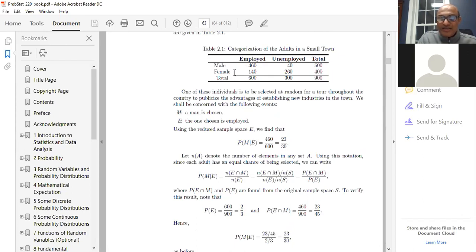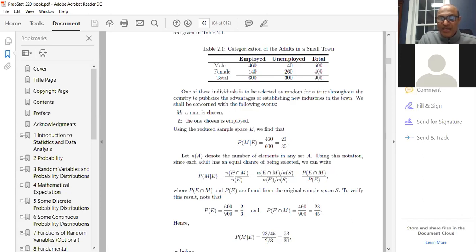How many female are there? So probability of female, I can write like this, given that she is employed. So it is probability of F given E. Probability of F given E is by definition 2.10, F intersection E divided by probability of E. F intersection E, employed female, is 140 divided by 900.